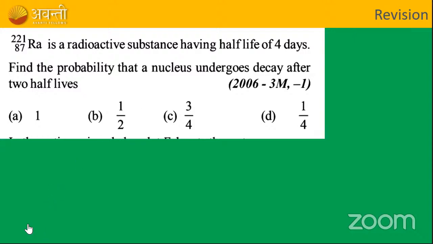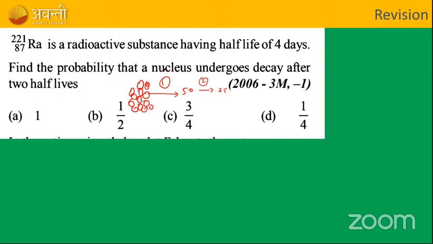So now what's going to happen is, initially imagine there are 100 nuclei with me. These 100 nuclei will become 50 nuclei, then they become 25 nuclei after two half-lives. After one half-life they become 50, after two half-lives they become 25. Now they want us to find the probability that a nucleus has undergone decay after two half-lives.